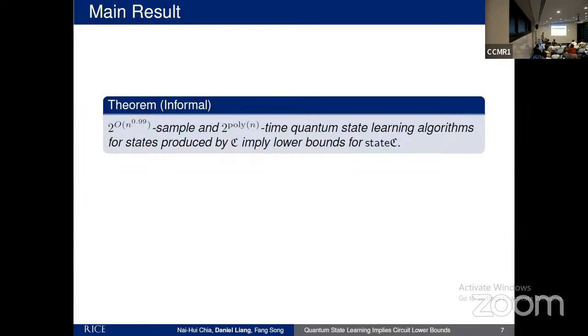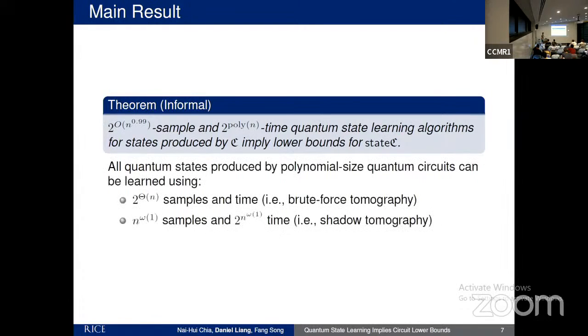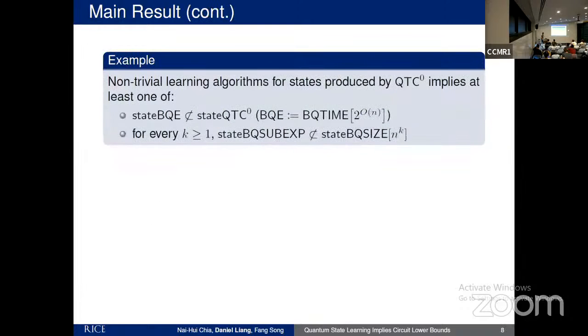That seems somewhat vague, probably, to most of you. So a more concrete example is, let's say we have non-trivial learning algorithms, basically the same parameters that I showed you before, for states produced by this circuit class called QTC0. You don't have to know exactly what QTC0 is just yet, but our results would show that one of two things is true.